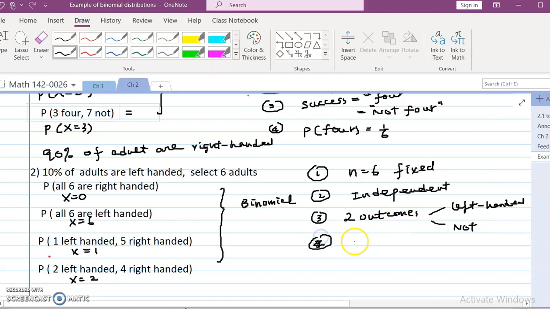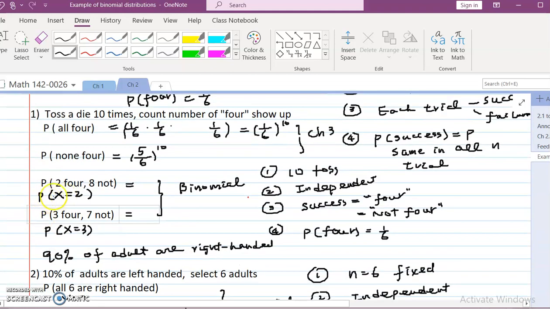And number 4 would be the probability of left-handed, one of them when I pick 1, is 0.1. It is given 10%. So they obey these 4 things, and it turns out that there is a formula that can calculate this x equal to 0, 6, 1, 2 in no time.